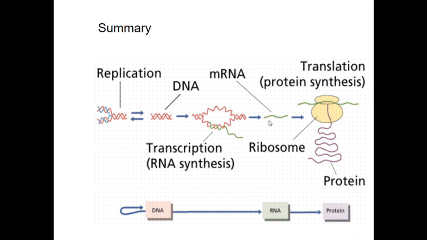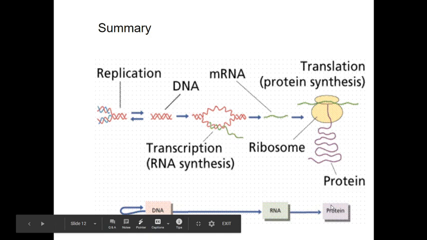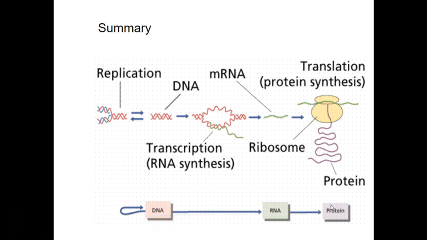The mRNA molecule exits the nucleus and then goes into the cytoplasm of the cell so that translation can take place, or protein synthesis. We have the small and the large subunit of the ribosome working together so that the mRNA will code for those amino acids. The amino acids join together so that we have a protein being produced. So DNA goes to RNA, RNA goes to protein. And that does it for the video.